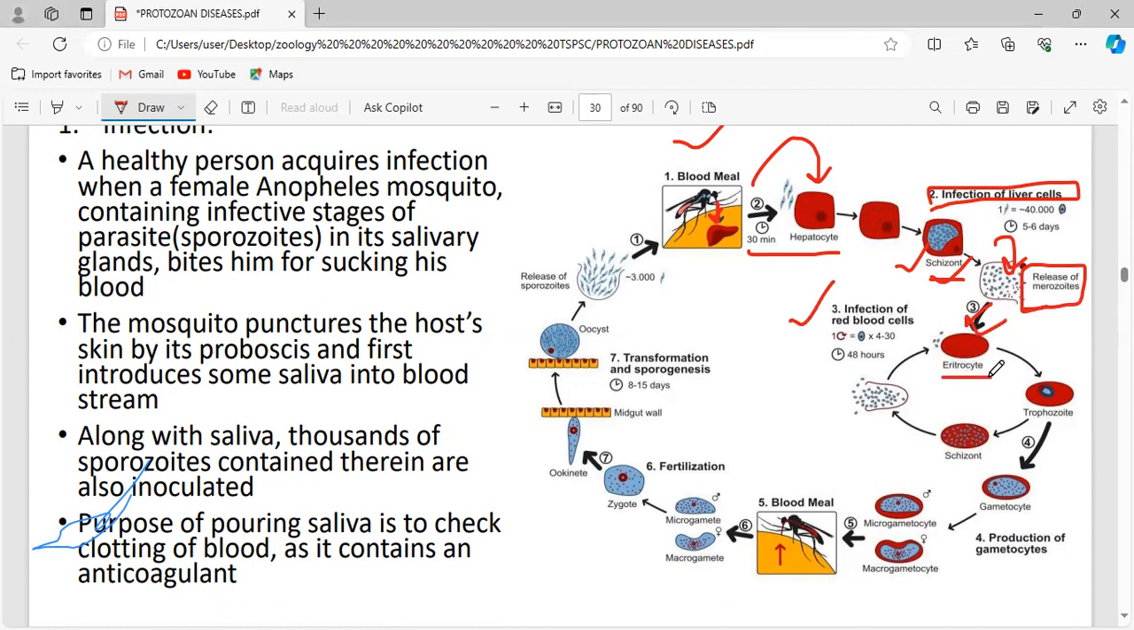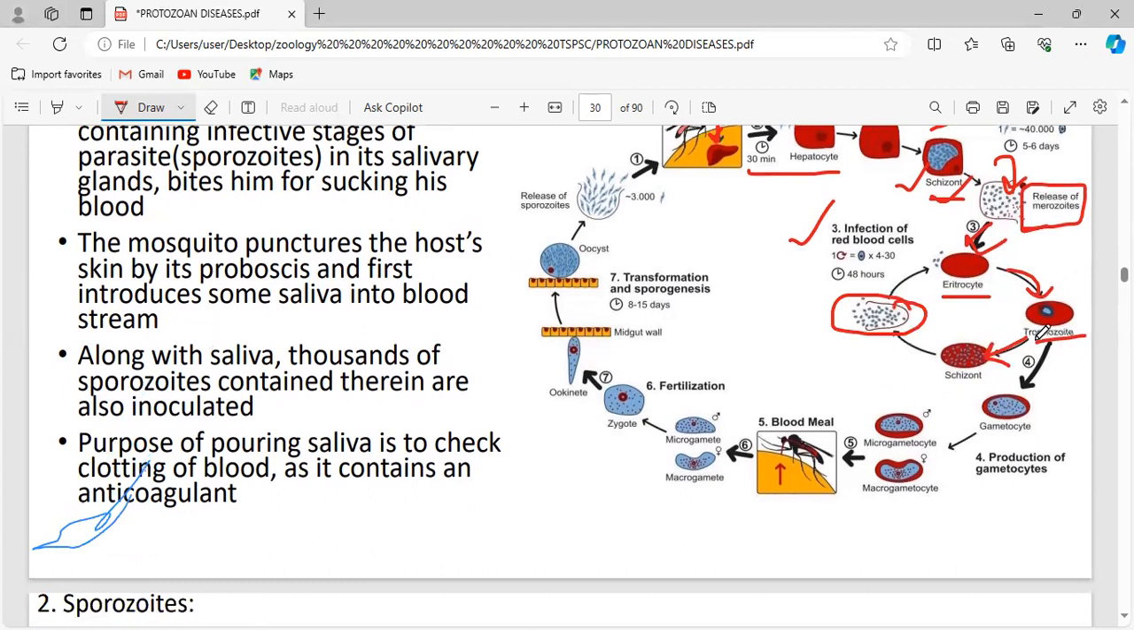They are going to enter into the bloodstream. There they are converted to the trophozoite. This trophozoite again undergoes the process of zygogony, which is a type of multiple fission. They are going to release multiple trophozoites. Okay, now this trophozoite will convert into the gametocyte.